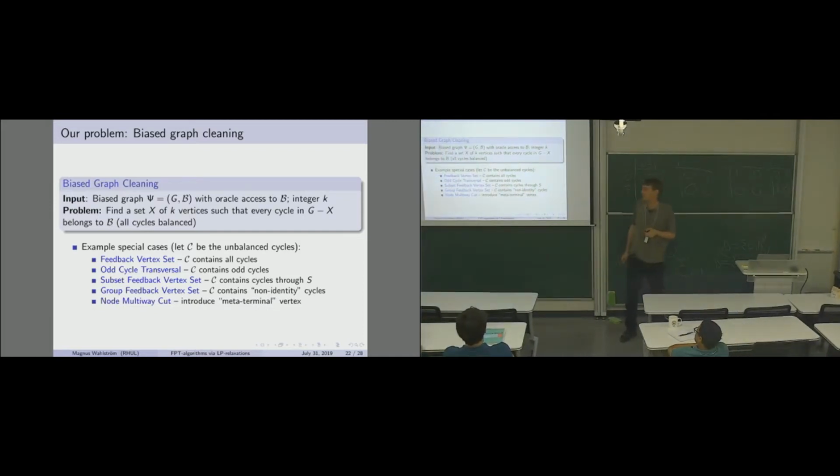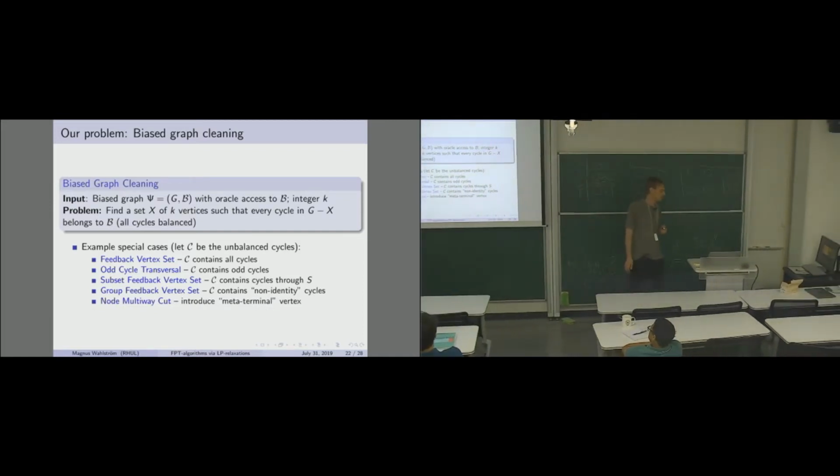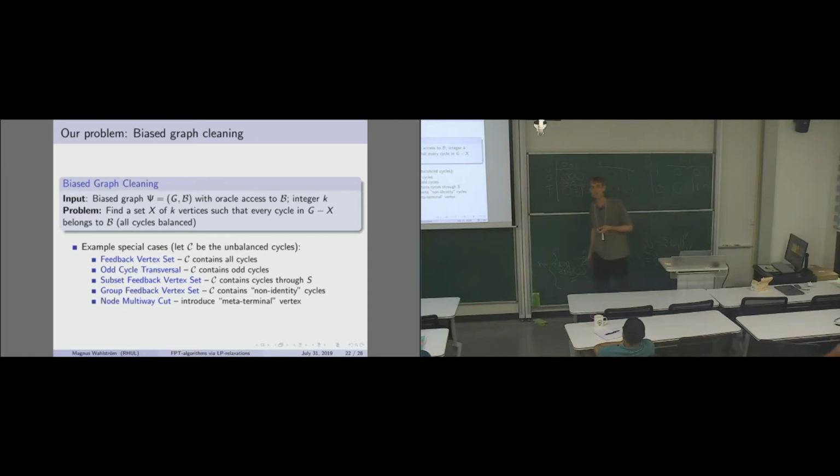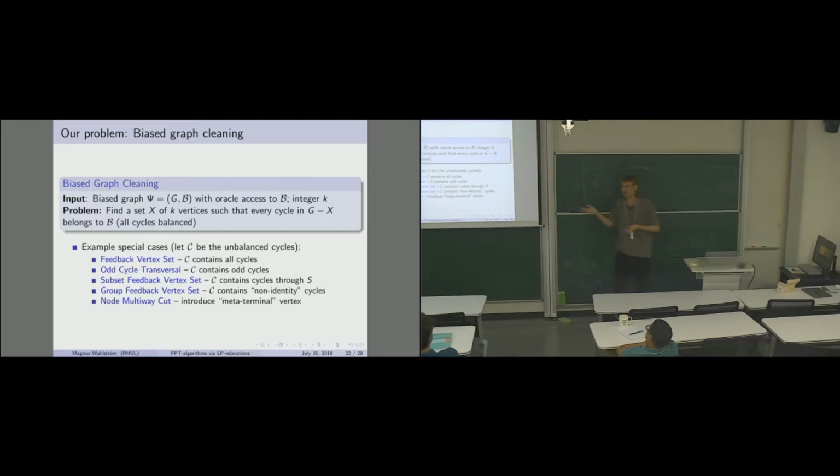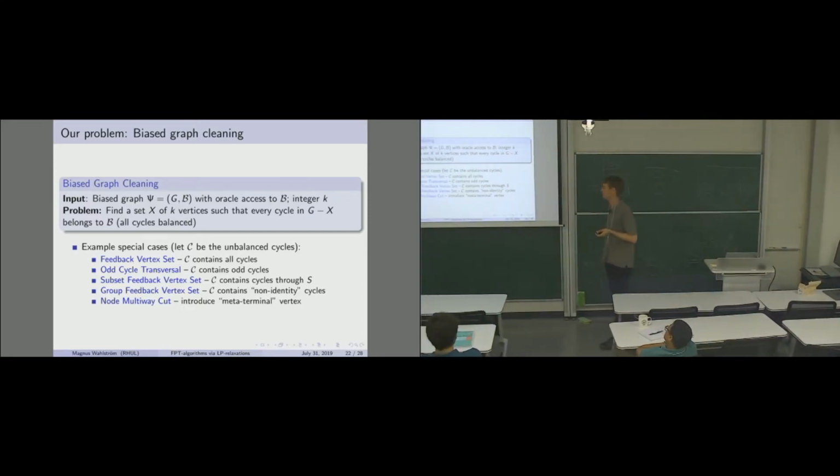And you can get node multiway cut. Maybe it takes too much time to detour through that, but you can add one new vertex artificially, which will be the center of all your cycles, and now a cycle through the new artificial vertex is exactly a path through two different terminals. So multiway cut is also an example of this problem class.